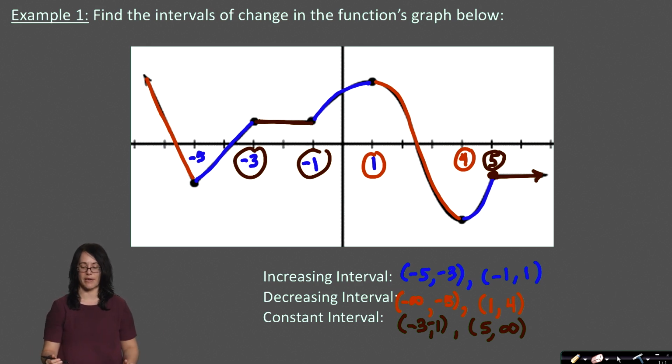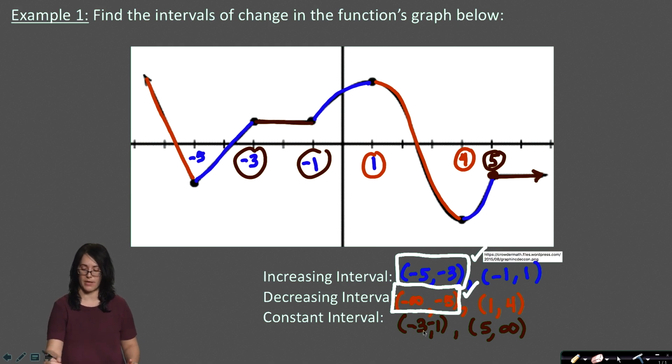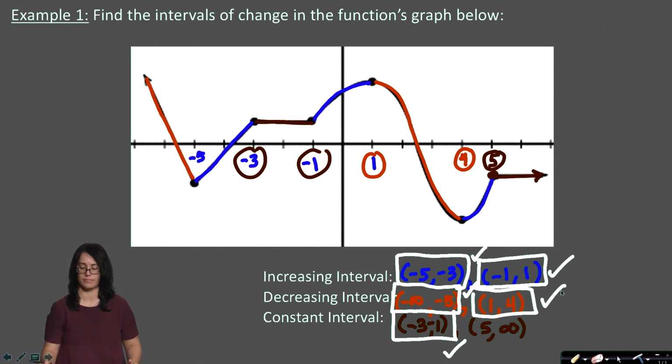But what you'd want to do is say, okay, where did we start the graph and where did we stop the graph? Well, we went to the left forever because of the arrow, and we went to the right forever because of the arrow. So we're going to look for negative infinity as our starting point on the left. So here it is, negative infinity to negative 5. Then we're saying, okay, picking up from negative 5, that's where we start increasing until negative 3. And then from negative 3, that's where we start being constant until negative 1. And then from negative 1, we're increasing again until positive 1. And then from 1, we're decreasing again until positive 4.